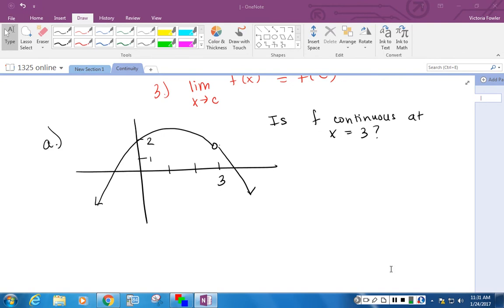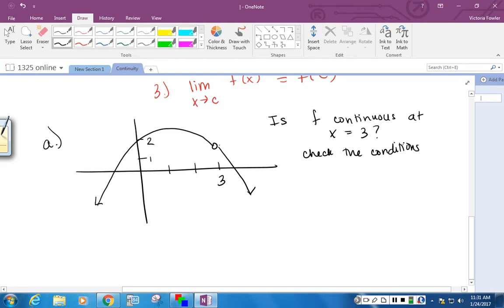Okay, so I've drawn a graph in front of you, and we're wanting to know if this is continuous at x equals 3. Now, back in college algebra, you'd easily say, oh, no, I can tell. No, I had to lift up my pencil. It's not continuous. However, in this course, we're actually going to have to prove it. And so the suggestion is to go through each one of these conditions and check them.